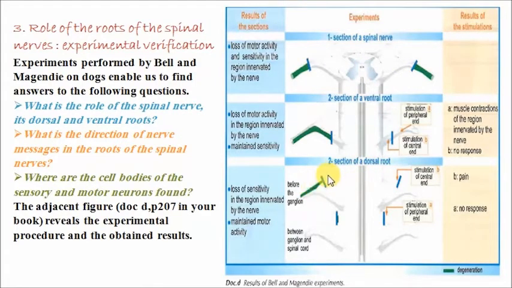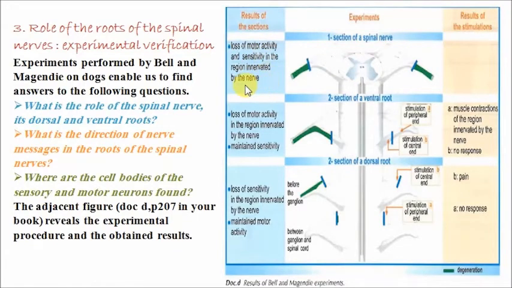Now, let's start with the first one. When they sectioned the spinal nerve, sectioning means cutting, that is, separating the cut area from the other area which is connected to the spinal cord. When they sectioned the spinal nerve, what they observed was a loss of motor activity and sensitivity in the region innervated by the nerve.